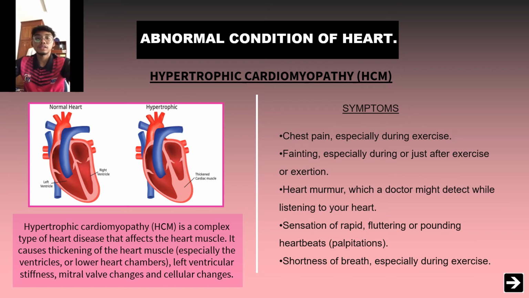Thank you, Sherry. So, I would like to present my part, which is about symptoms. The symptoms of hypertrophic cardiomyopathy (HCM) are, first, chest pain, especially during exercise. Next, fainting, especially during or just after exercise or exertion. Next, heart murmur, which a doctor might detect while listening to your heart. Next, a sensation of rapid fluttering or pounding heartbeats, palpitations. And for the last, shortness of breath, especially during exercise.